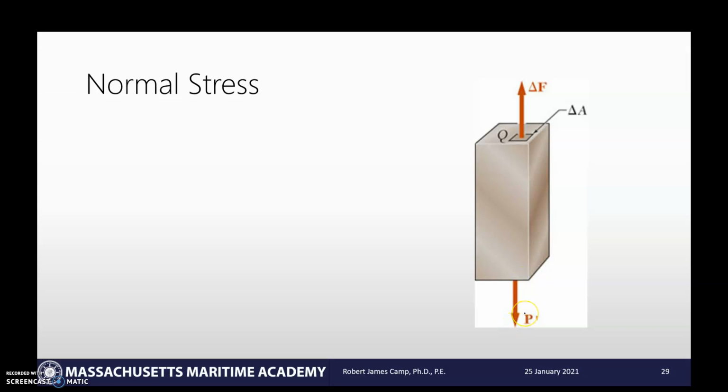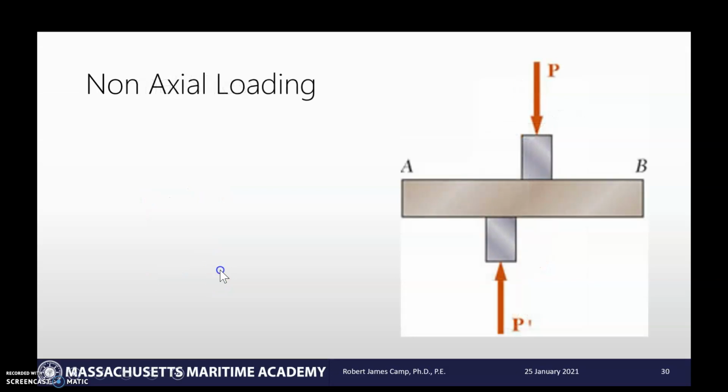So the external force is P, and it's going to be balanced by the limit as delta A approaches 0 of delta F over delta A, or our stress times our area. That gives us our definition of normal stress, load over area. So what happens when our force is not applied axially? So this is a non-axial load.